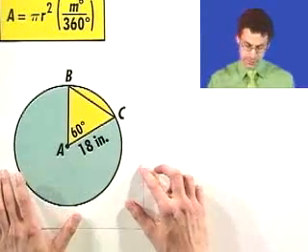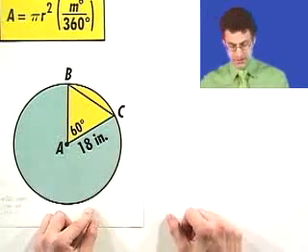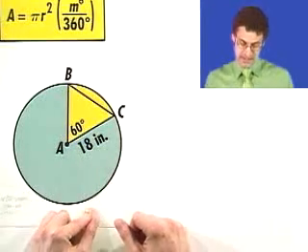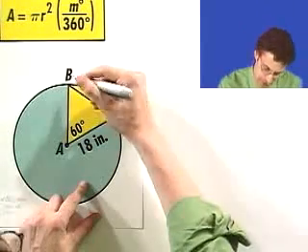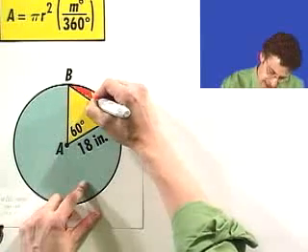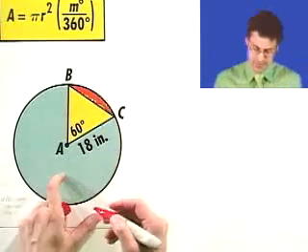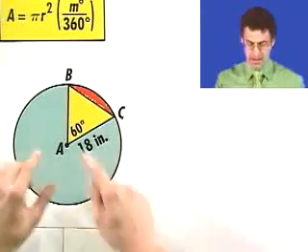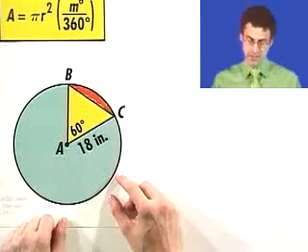So here I'm given a circle. I'm told this is 60 degrees, the measure of the central angle. The radius is 18. And my mission is to find the area of the red segment. The way I'm going to do that is first find the area of the sector and then subtract off the area of the yellow triangle.